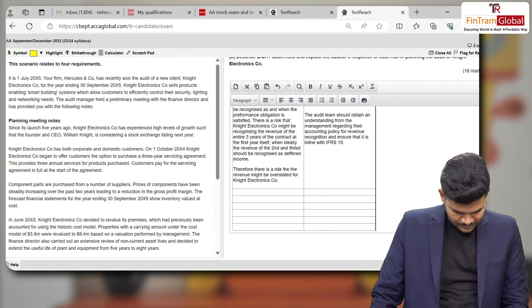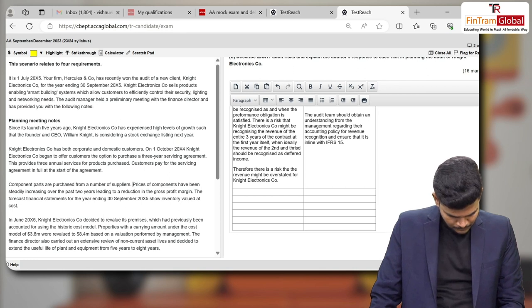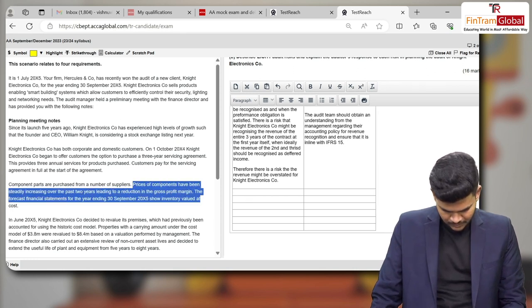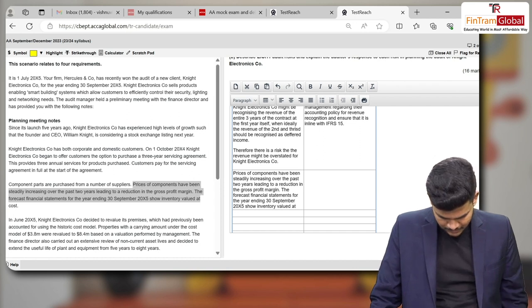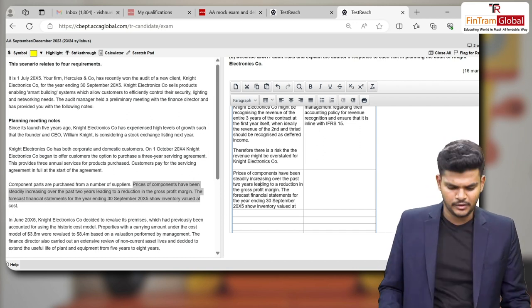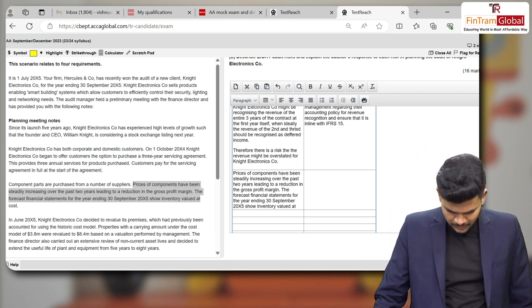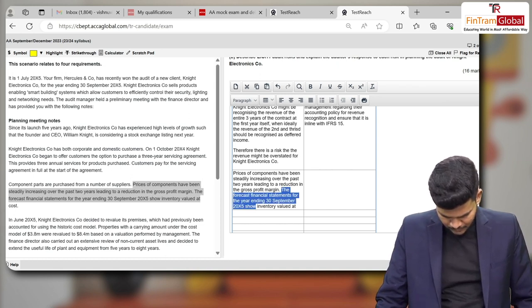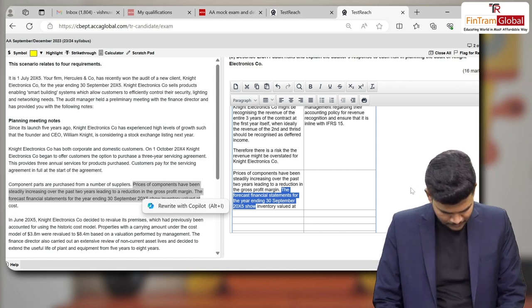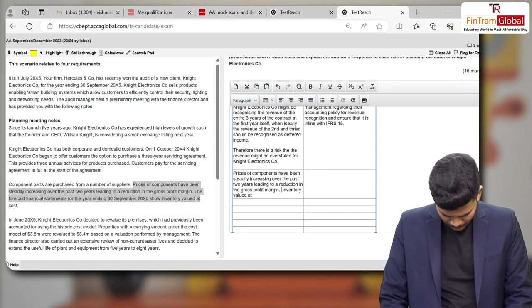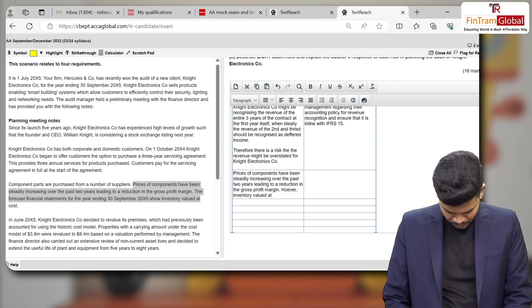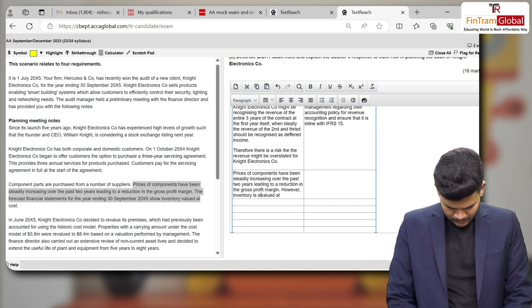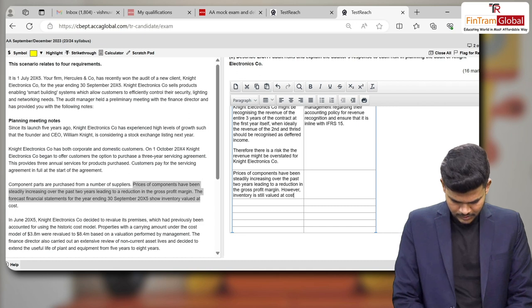So I'm just going to copy paste the instance first of all. What's the instance? It's basically from this particular paragraph itself. I'll just copy paste this and just rephrase a few things just to make it a bit more in an answer format. So prices of the components have steadily increased over the past, leading to a reduction in gross profit margin. And then it is also said that the inventory is valued at cost as well, isn't it? However, the inventory is still valued at cost.